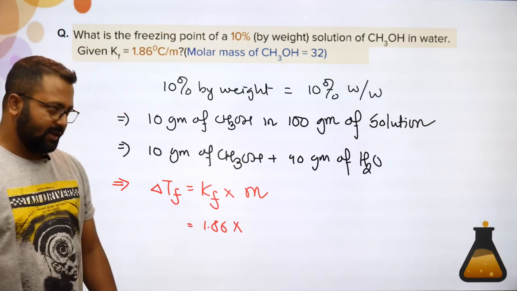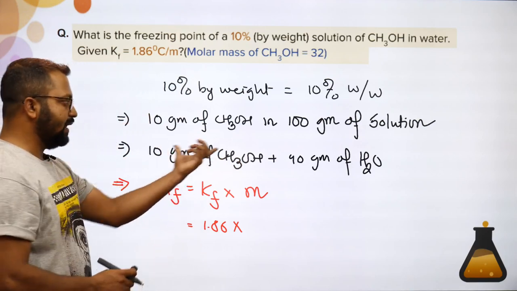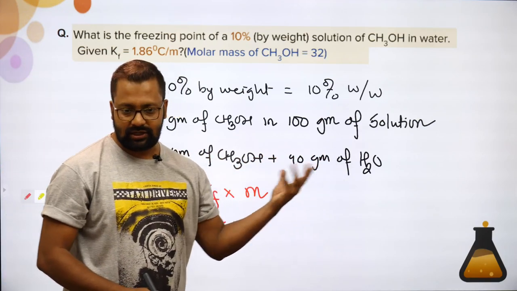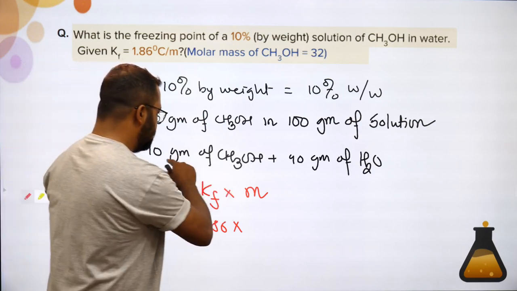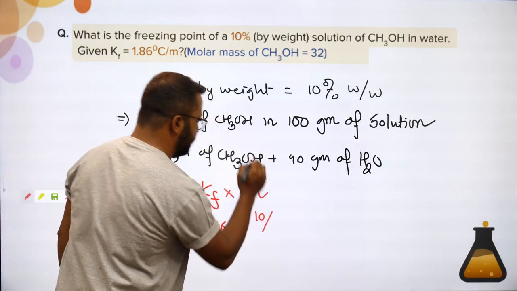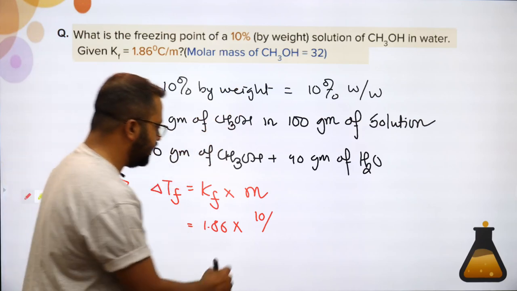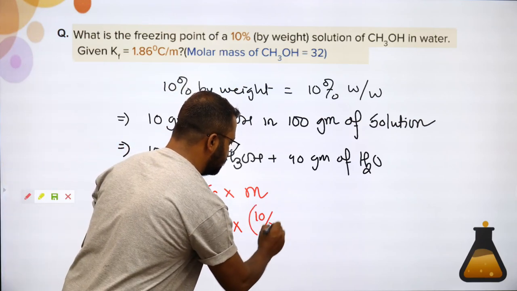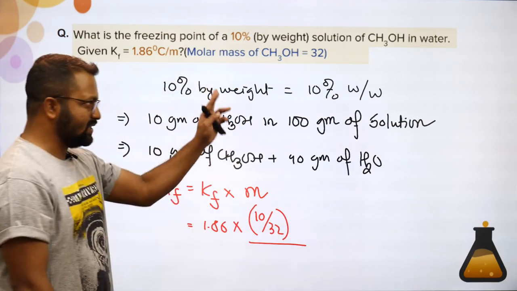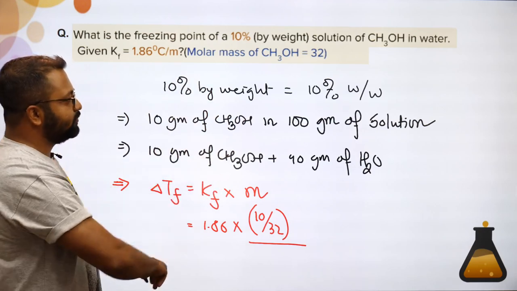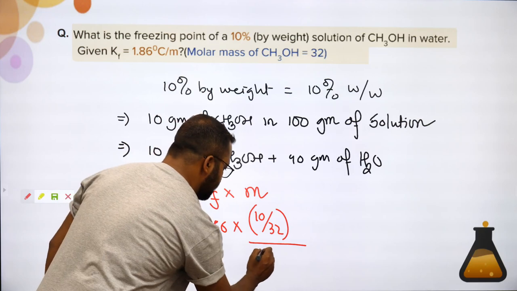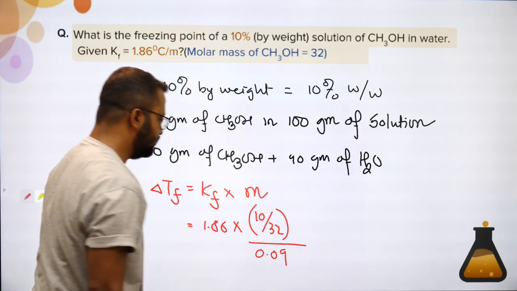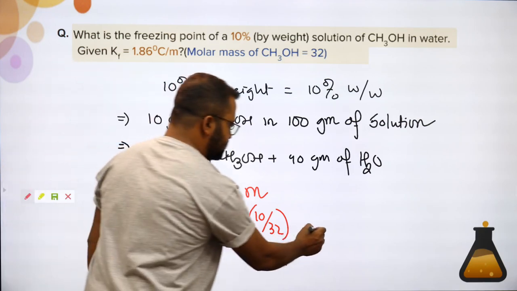What will be the molality? Molality will be number of moles by mass of solvent in kgs. So the molecular weight of CH3OH is 32. So 10 upon 32 is the number of moles of CH3OH, and the mass of water in kgs will be 90 upon 1000. That will be 0.09. You tell me what is the answer.